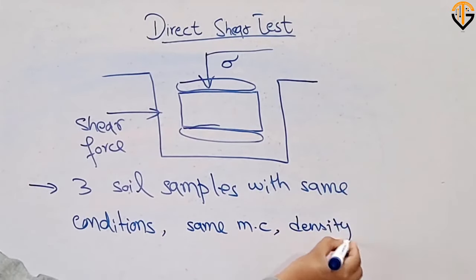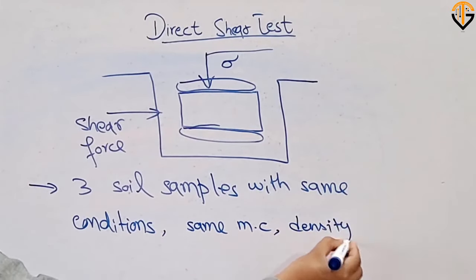And similarly, we obtain another shear stress value against 100 kPa normal stress. Let's assume that is 60 kPa of tau against 100 kPa. And similarly, we obtain a value of 80 kPa against 200 kPa normal stress. So we obtain these three values of shear stress corresponding to three different normal stresses. After obtaining these values, we need to plot the graph in order to determine the shear strength parameters.